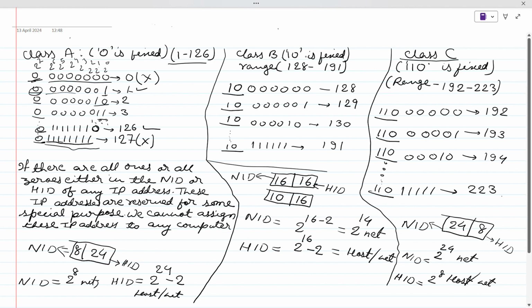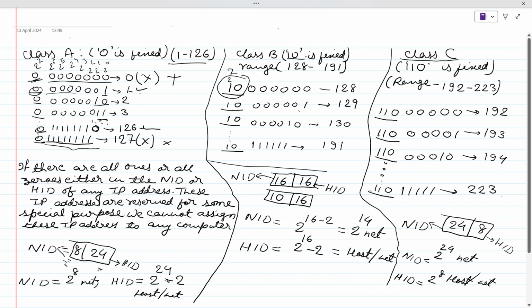So here I have again shown that in class A there are 2 to the power 7 networks, and hosts per network is 2 to the power 24. Minus 2 I have done here because 0 and 127 are discarded, so minus 2. From 1 to 126 it has been accepted. Same case in class B, 1 0 is fixed. So if you keep 1 0 as fixed and put the rest of the 6 digits as 0, you will get 128, because it is 2 to the power 7, which is 128.